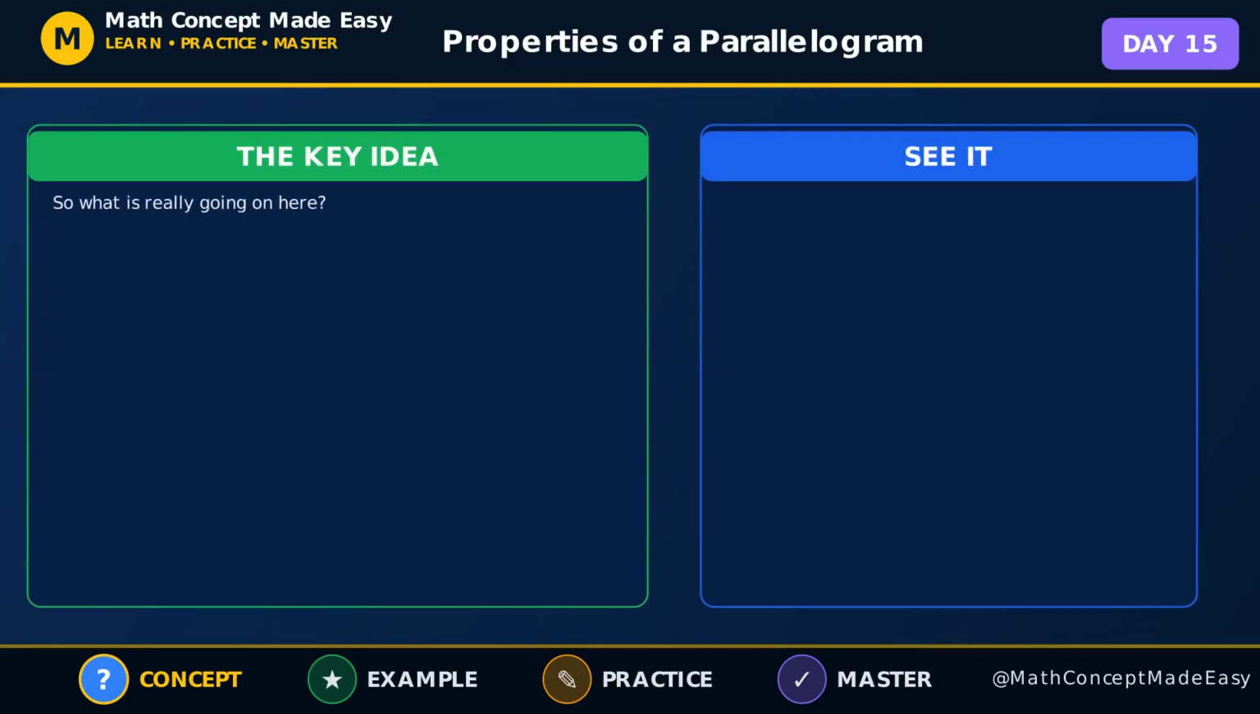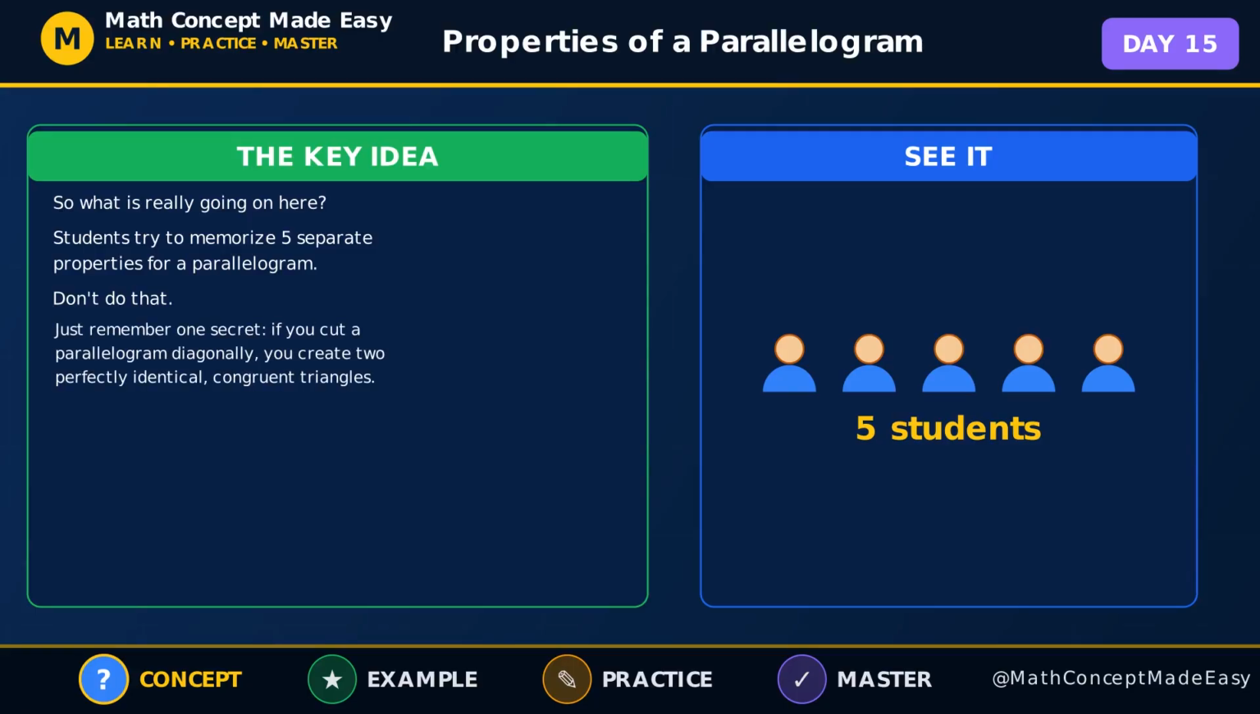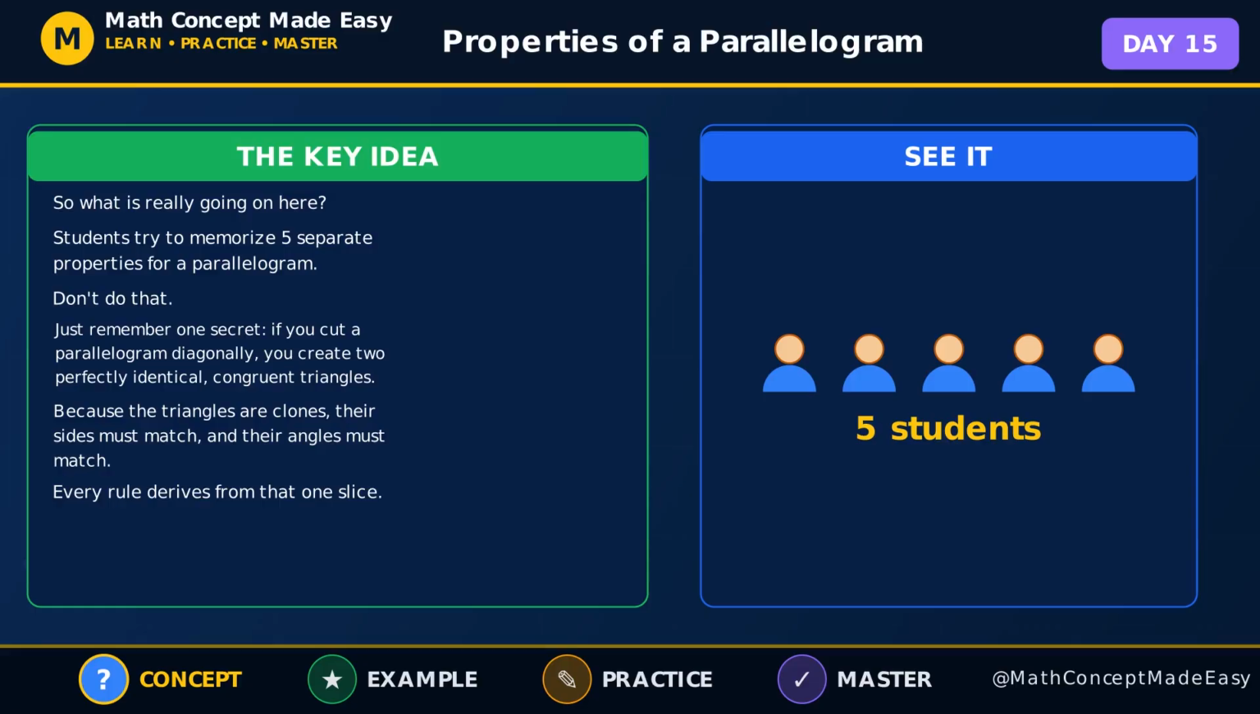So what is really going on here? Students try to memorize 5 separate properties for a parallelogram. Don't do that. Just remember one secret: if you cut a parallelogram diagonally, you create two perfectly identical, congruent triangles. Because the triangles are clones, their sides must match, and their angles must match. Every rule derives from that one slice. Keep that picture in your mind, because everything else in this lesson grows out of it.